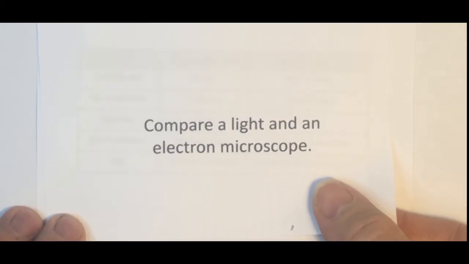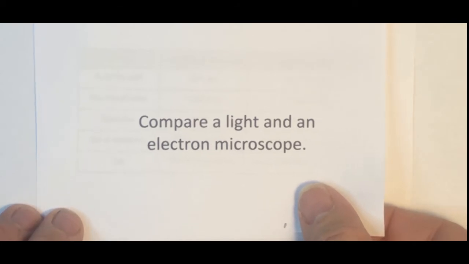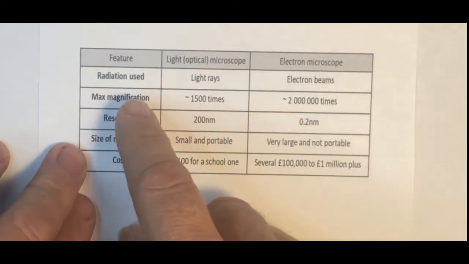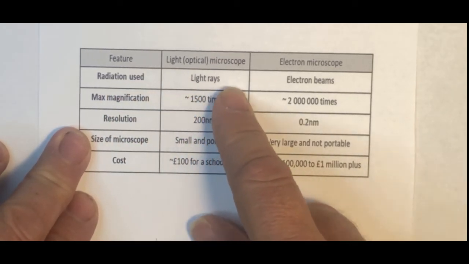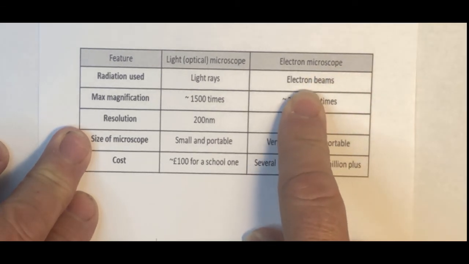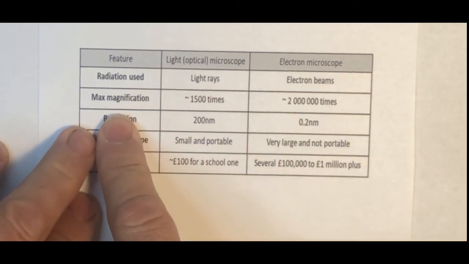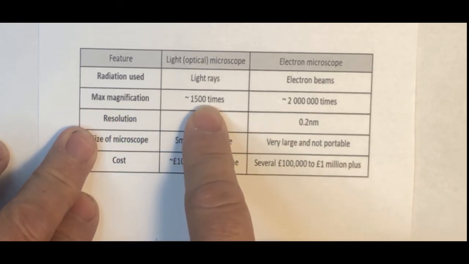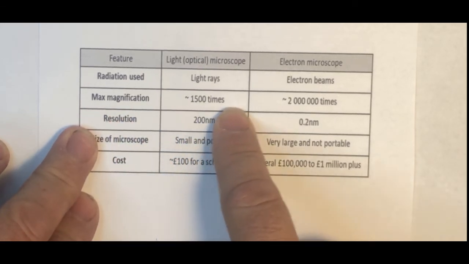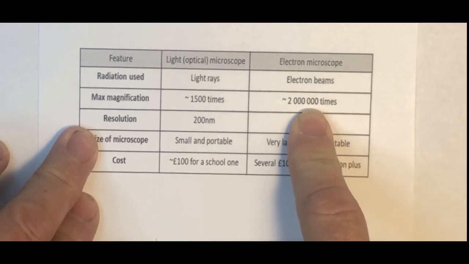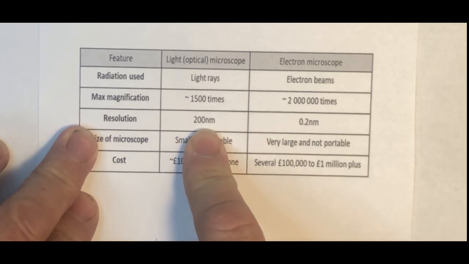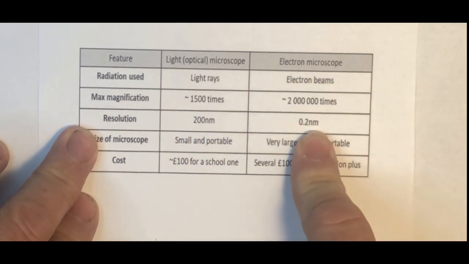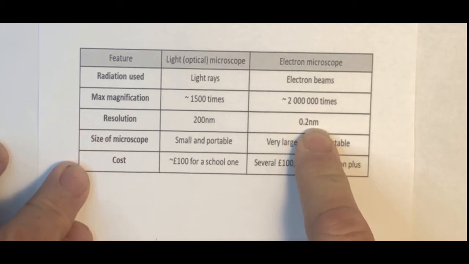The question: compare a light and an electron microscope. To answer that question, you will say, the radiation used in a light microscope is light rays. The radiation used in an electron microscope is electron beams. The maximum magnification of a light microscope is about 1,500 times, and an electron microscope is about 2 million times larger. The resolution is 200 nanometers in a light microscope and 0.2 nanometers in an electron microscope.